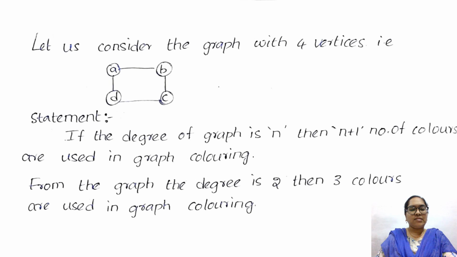So here, since it is a square shape, every vertex has a degree of 2. So the highest degree of the graph is 2 only. Since the graph degree is 2, then n plus 1 number of colors, which means 2 plus 1, 3 colors are used in graph coloring. I mean the 3 colors are used for coloring this graph with 4 vertices.